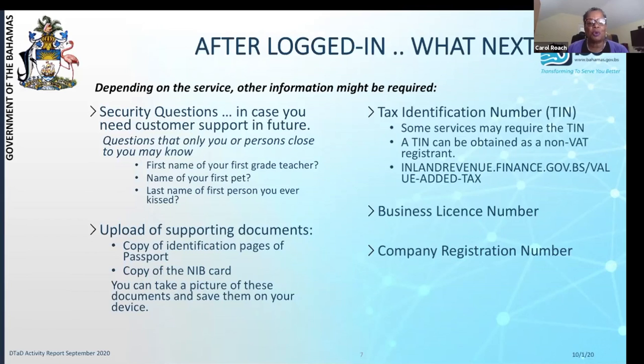So you have your security questions, then you have upload of supporting documents. Upload, you usually see a little button that says browse. And when you click that browse screen, it goes into your system to where you can select files from your computer. So usually you would be asked to upload something like the identification pages of your passport or your NIB. And it's okay for you to snap a picture of it, and you can use that and send it as a supporting document.